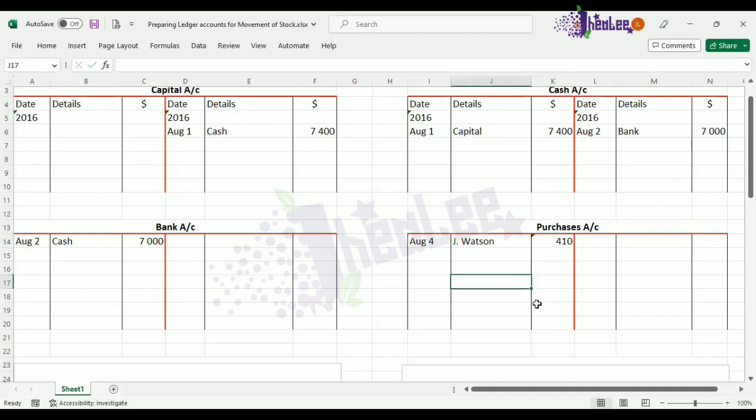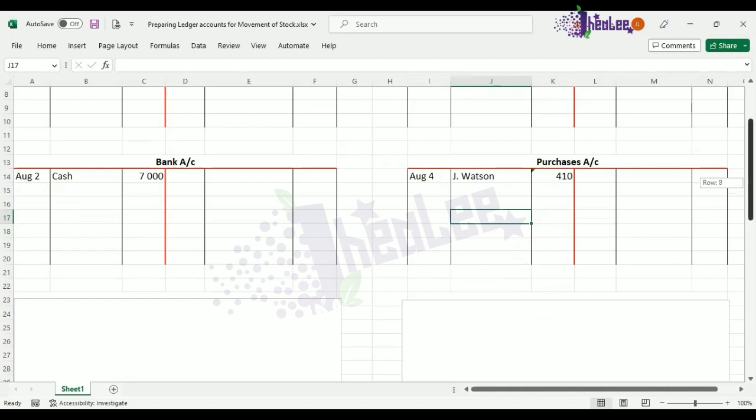$410. So remember, once you purchase goods, once you buy items for resale, then the account to be used is purchases because that is stock. And we debit the purchases account because that's an increase in the stock, which is an asset.